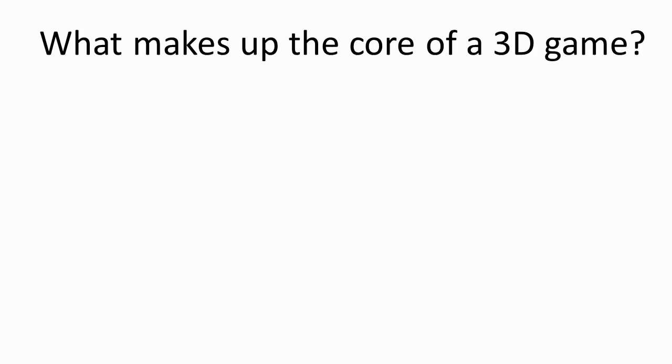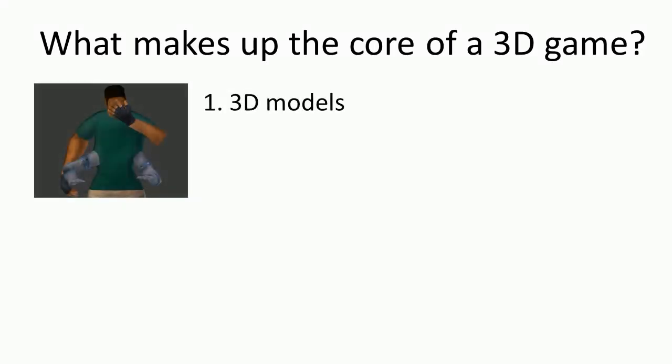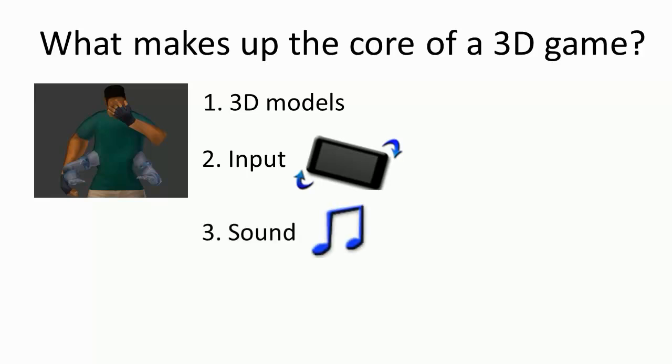So what sorts of things do you need in a 3D game? Well, you're probably going to need some 3D models. You're going to need some sort of input to allow the user to change something about your game, such as moving the mouse around, moving the joystick, maybe a phone's rotating, things like that. Probably going to need some sound. Probably some background music, some character dialogue, maybe some weapons firing.